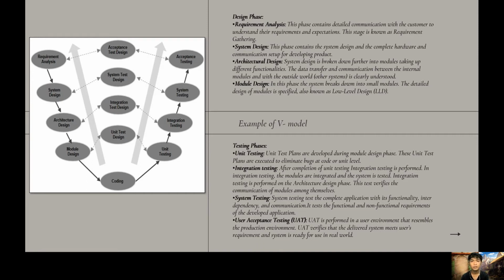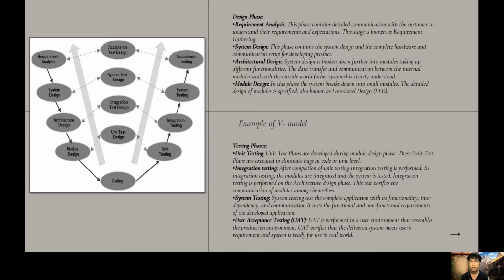While system design, this phase contains the system design and the complete hardware and communication setup for developing the product. While architectural design, the system design is broken down further into modules taking up different functionalities. The data transfer and communication between the internal modules and with the outside world is clearly understood.